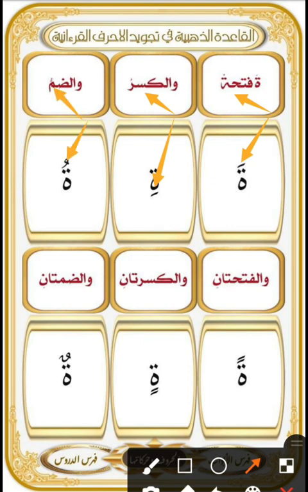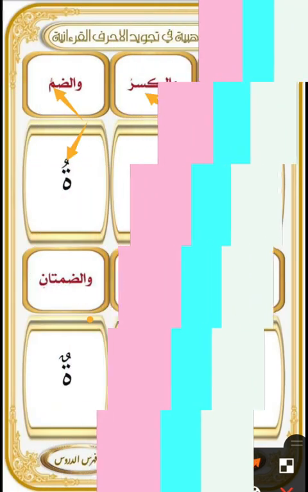والفتحتان تن، والكسرتان تن، والضمتان تن. Here we have the letter ta with the double vowel فتحة, and here the letter ta with the double vowel كسرة, and here the letter ta with the double vowel ضمة.